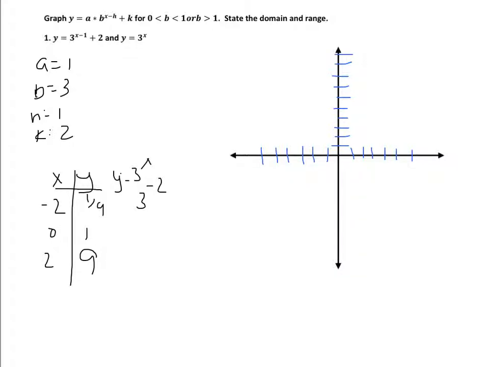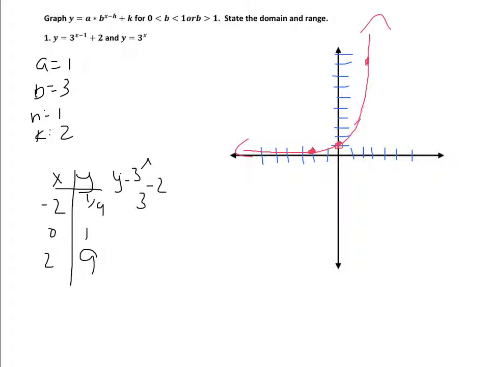negative 2, 1/9, so it's going to be just above 0. 1, 2, 9. Oh, missed that a little. So that's what it would be.